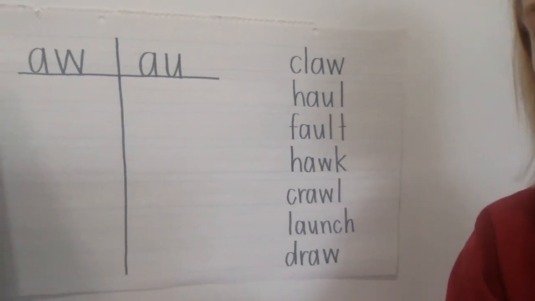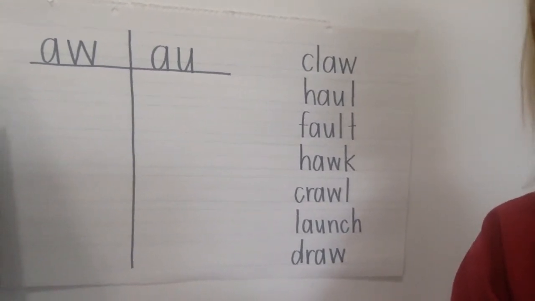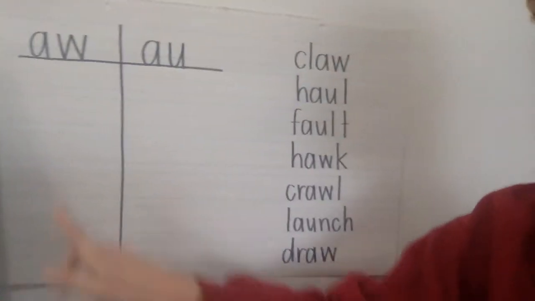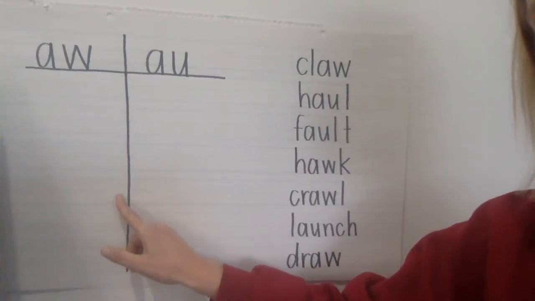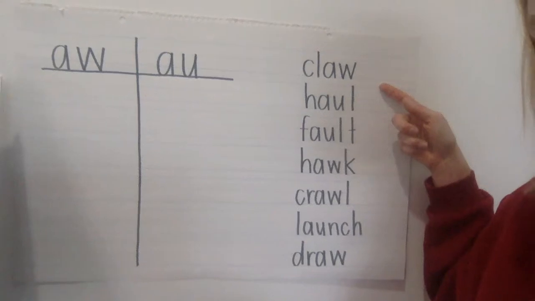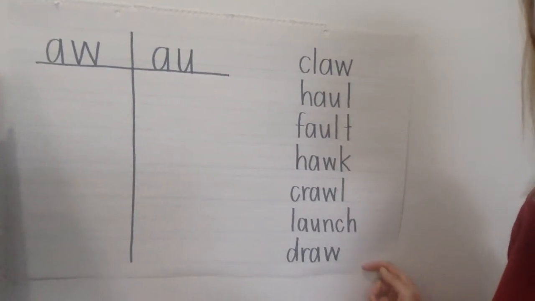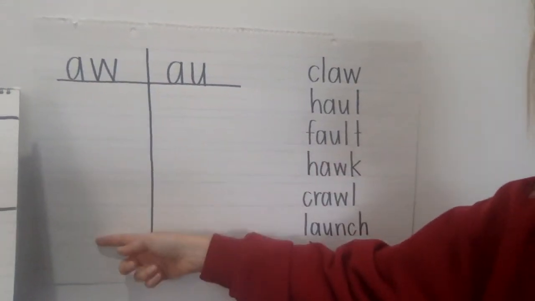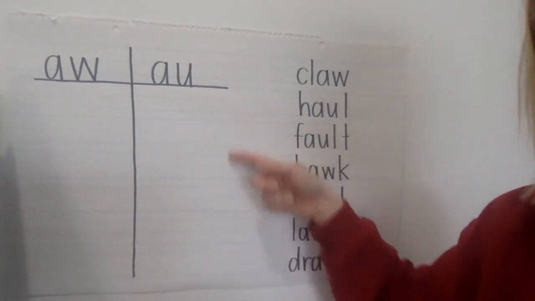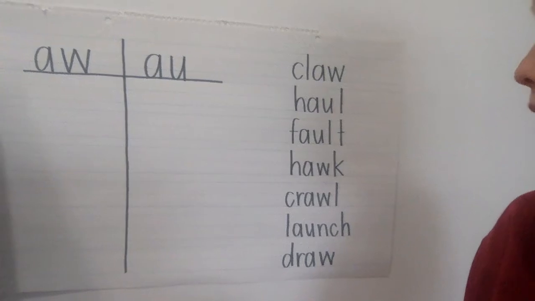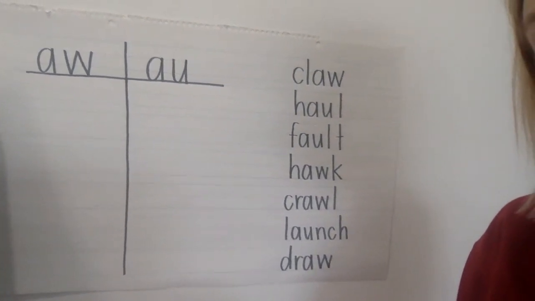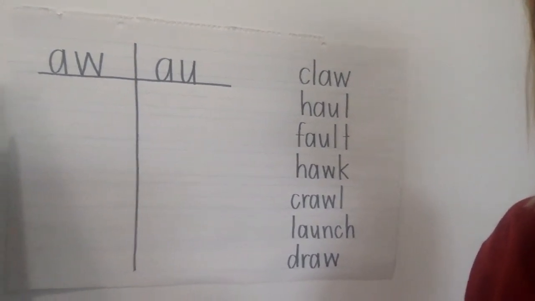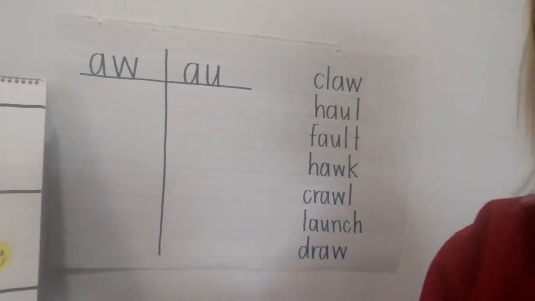You are going to take AU and AW and you're going to make a T-chart just like we do on our whiteboards and our markers. You're going to make a T-chart. Using these words over here, you are going to sort them. Do they have AU? Do they have AW? And you're going to write them and match them on where they go. So you're going to make this and do this on Dojo for your assignment today.